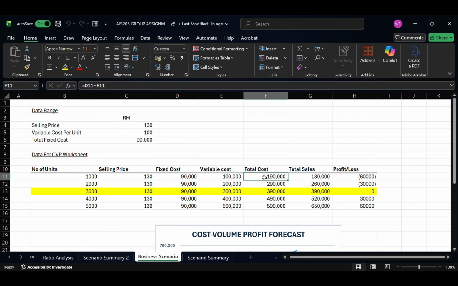How about the total cost? For total cost we just add the fixed cost and variable cost together, so we got the total cost. How about the total sales? Total sales, we got it by multiplying the selling price and the number of units produced. As you can see here from the formula, we use C11. C11 is the selling price here.